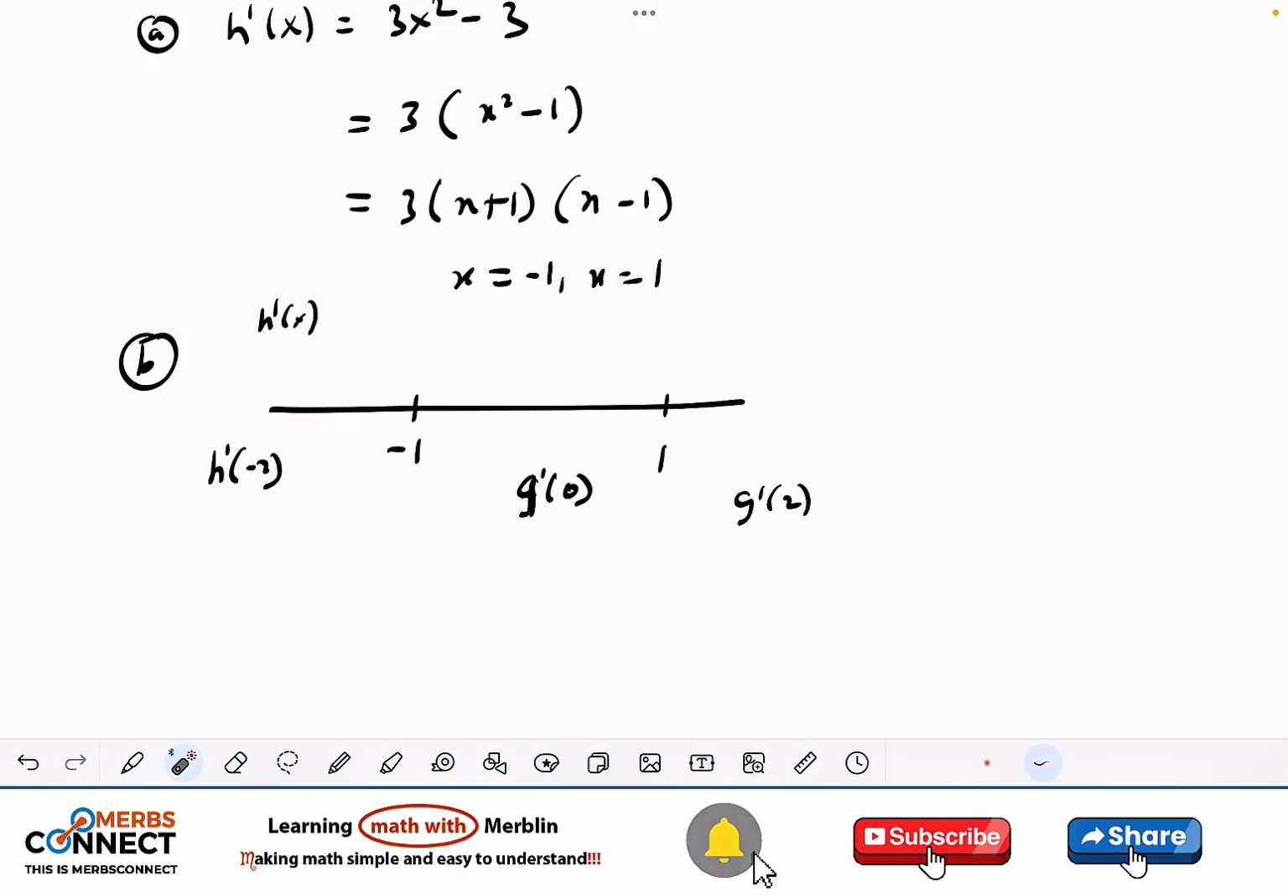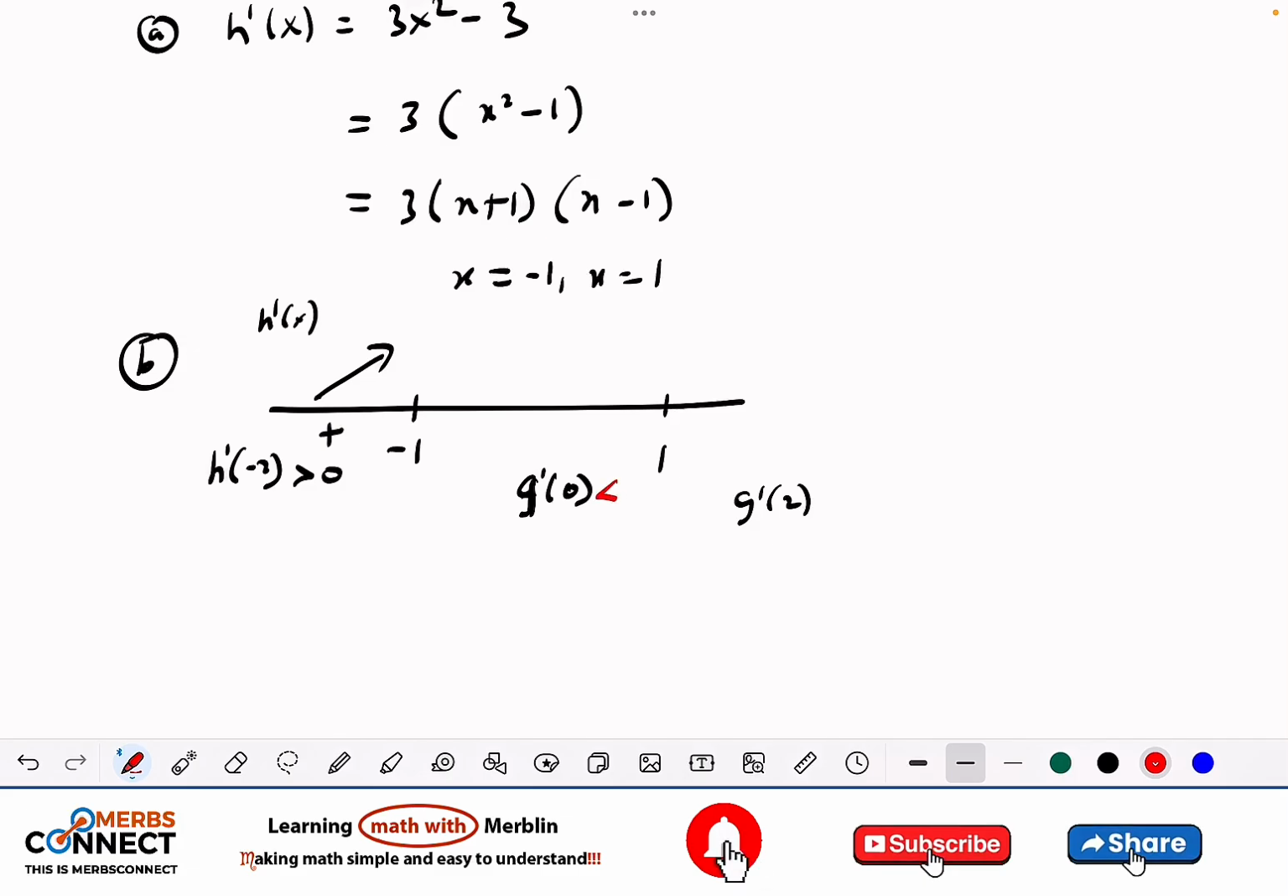When I plug in minus 2, plus 1 will be negative, and minus 2 minus 1 is also going to be negative. So negative times negative will be positive. So this one will be greater than 0, positive, and it will be increasing. Let's plug in 0. This one will be positive, this one will be negative. Positive times negative is negative. So this is less than 0, negative, and this will be decreasing.